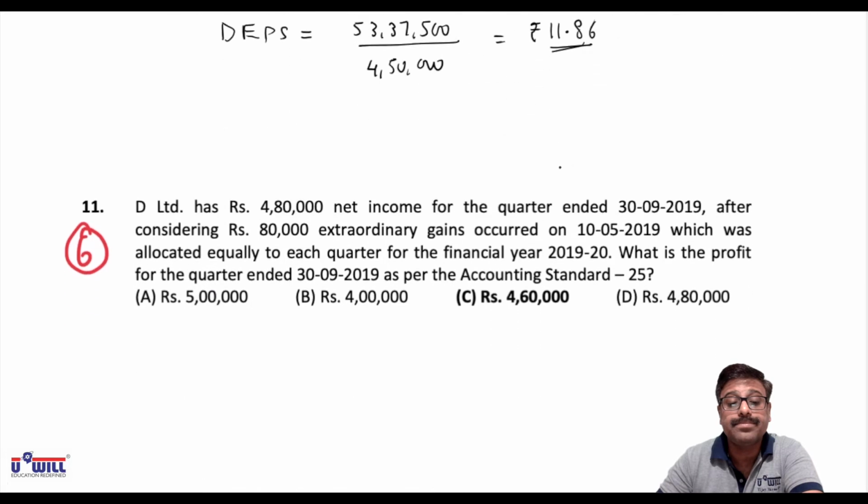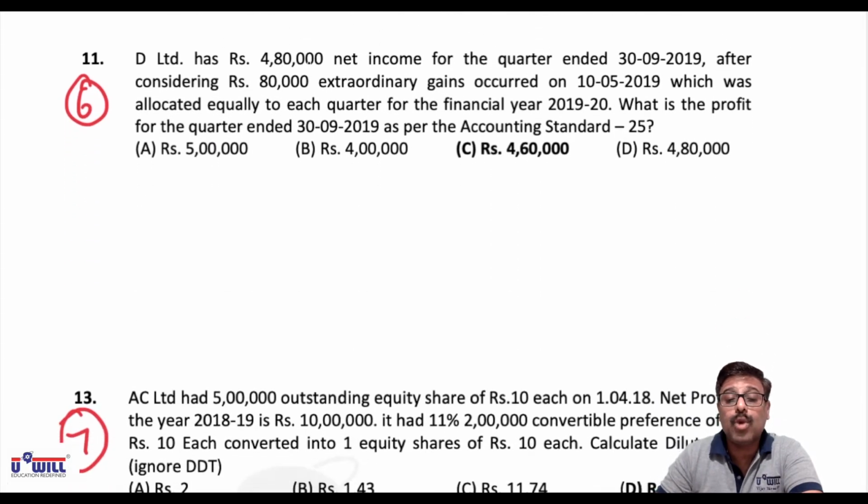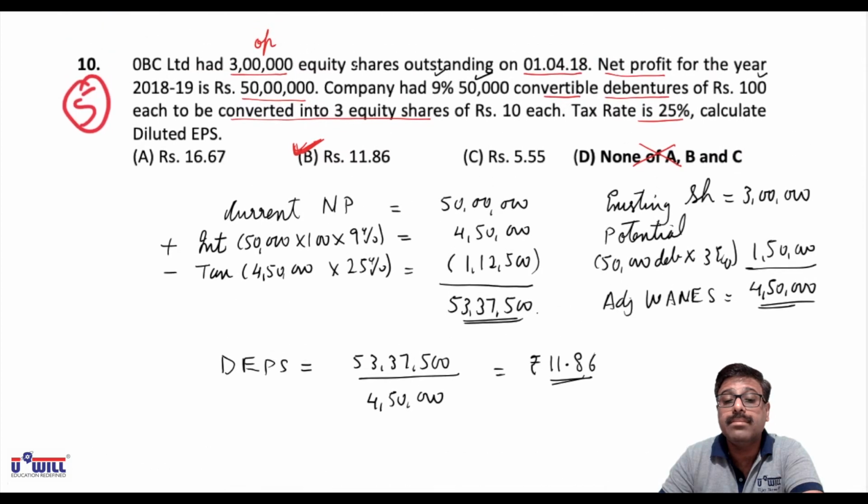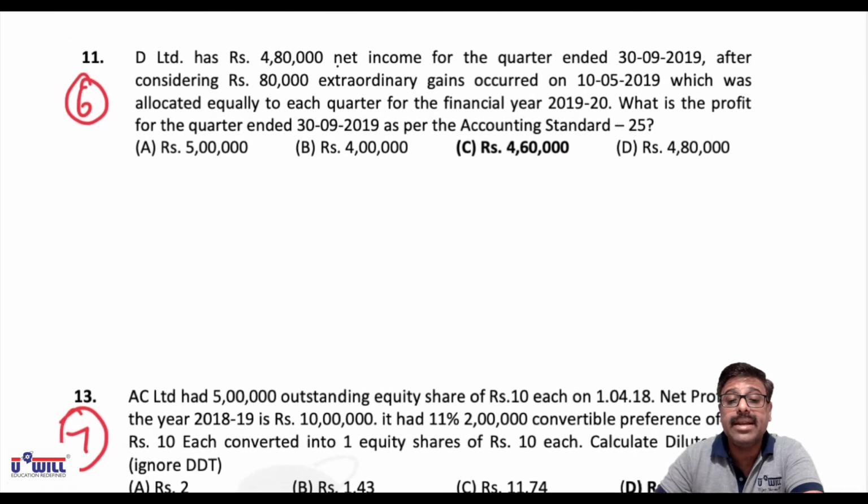Next question 11. D Limited has 4,80,000 net income for the quarter ended 30th September 2019, means second quarter, after considering 80,000 of extraordinary gains that occurred on 10th May 2019, means first quarter, which was allocated equally to each quarter for the financial year 19 to 20. What is the profit for the quarter ended 30/9/2019, means second quarter, as per the accounting standard?